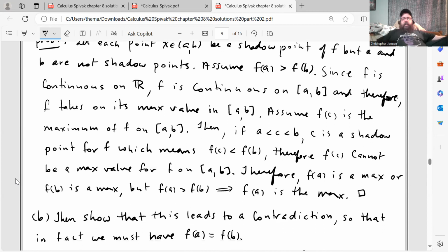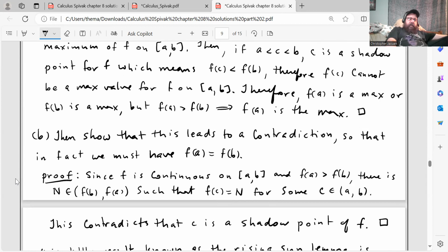Then if C is strictly between A and B, C has to be a shadow point for f, which means that f of C is less than f of B. Therefore, f of C cannot possibly be a maximum for f on the closed interval from A to B. Therefore, f of A is a max, or f of B is a max, but f of A greater than f of B implies that f of A is the max, so it has to happen at A. And then finally, here's part B.